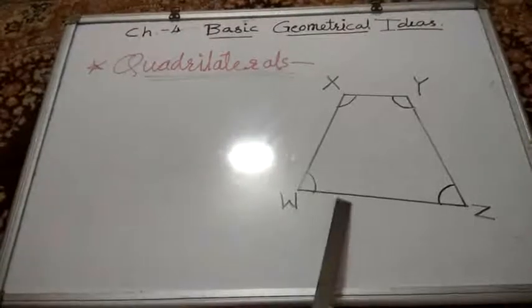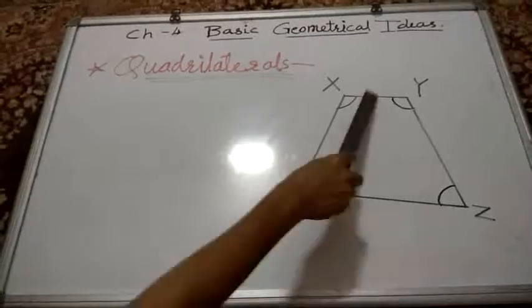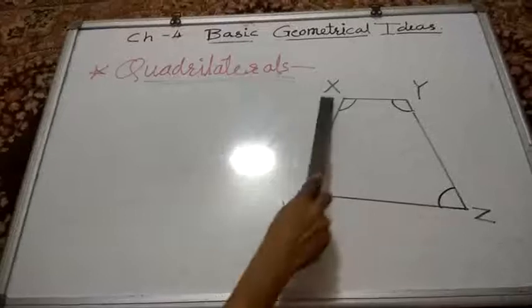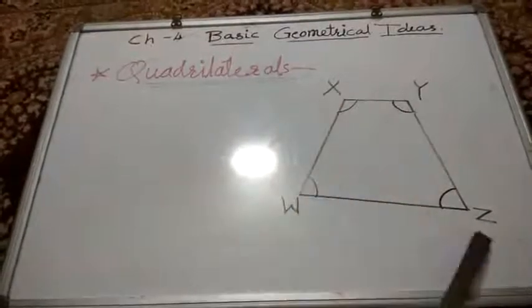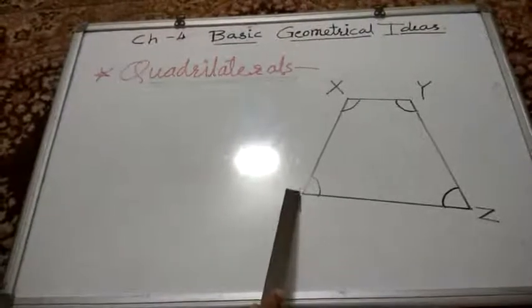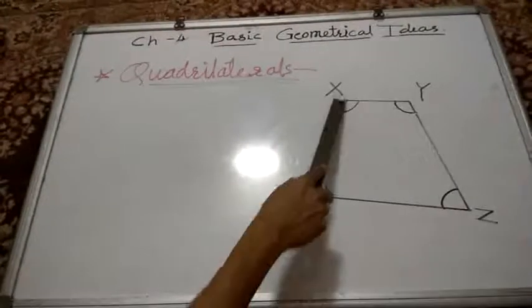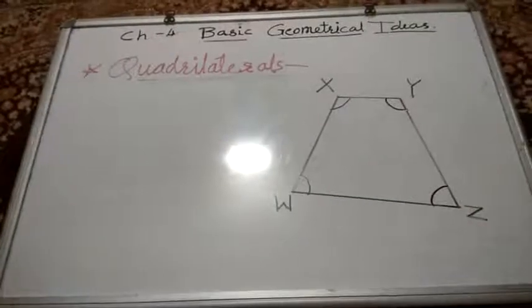Now here I have a figure. This is a quadrilateral. It is a four-sided closed figure. I name this quadrilateral WXYZ. If you observe, this closed figure is formed by four vertices: vertex W, vertex X, vertex Y, and vertex Z.